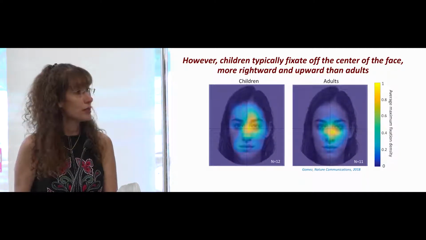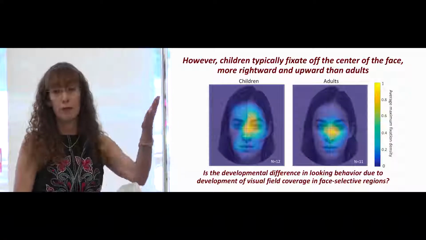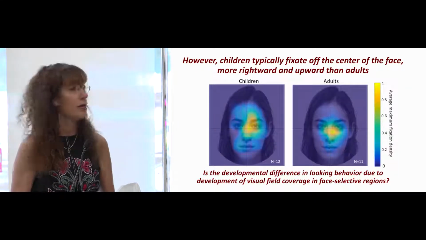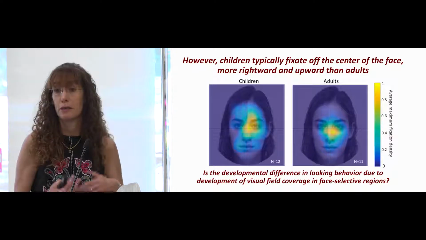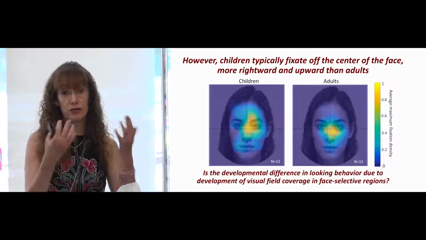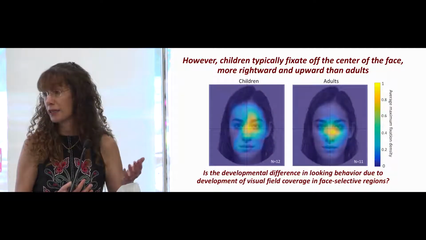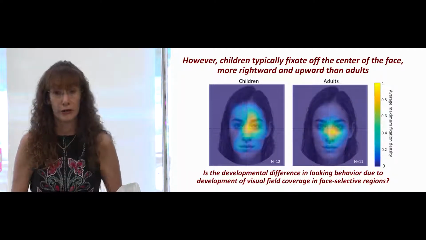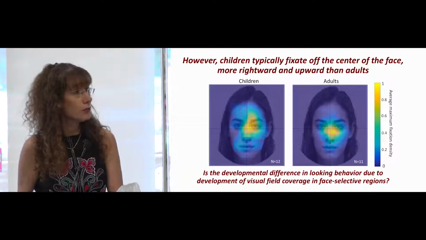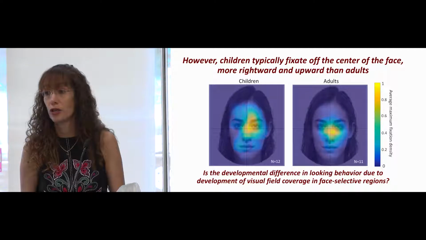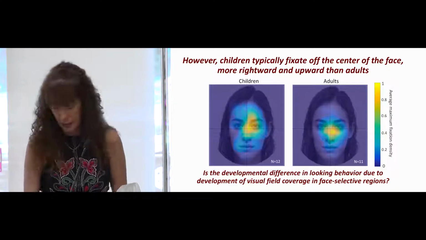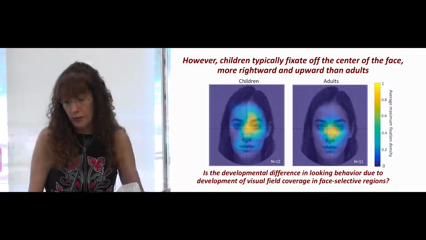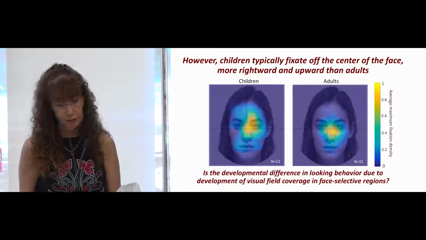So the question is, is this developmental difference in looking behavior a result of differences in the population receptive field and the visual field coverage in the face-selective regions from childhood to adulthood? So what we wanted to do is measure PRFs in children and see how they differ, or if they differ, between children and adults.